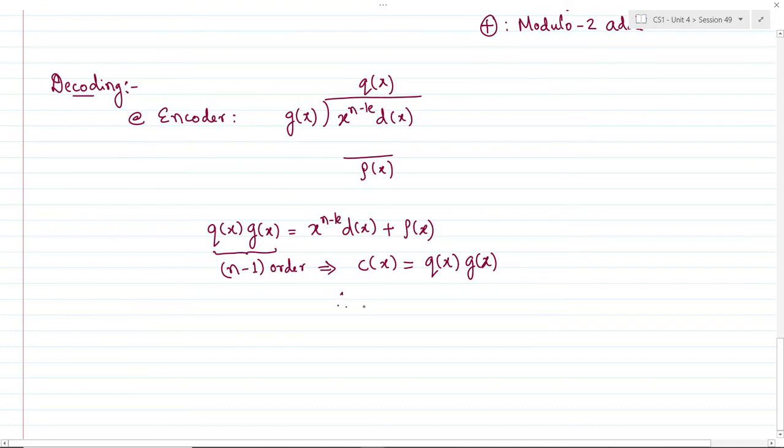Therefore, I can say C of x, the code word, is divisible by G of x.